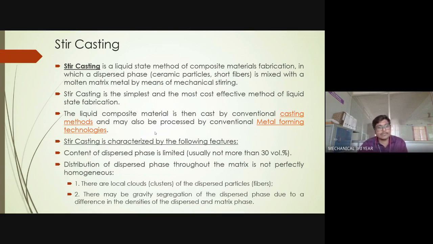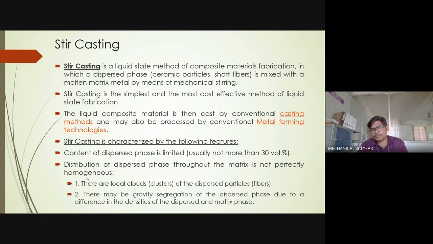should be added. Okay, so then the distribution of the dispersed phase throughout the matrix is not perfectly homogeneous. If you are not distributing the material in an effective way, if you are not mixing it thoroughly, what happens is the matrix won't stick onto the reinforcement and it doesn't become a homogeneous mixture. So that is what they are discussing here. There are local clouds of dispersed particles, and there is gravity segregation of the dispersed phase due to a difference in the densities of the dispersed and matrix phases. Okay, so these are the disadvantages in the stir casting method.